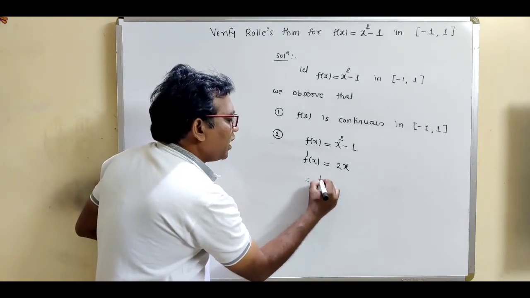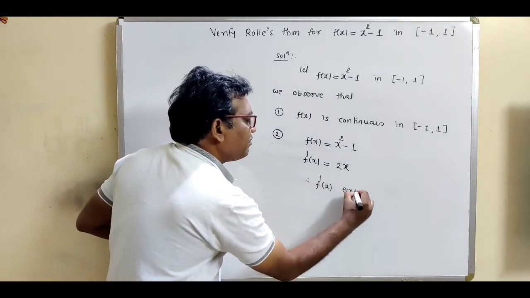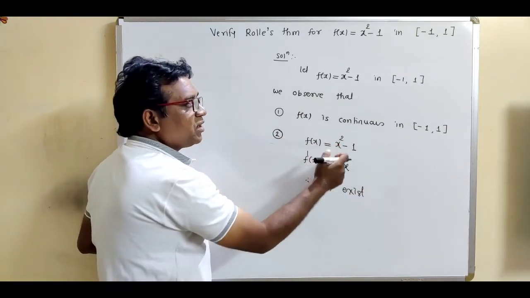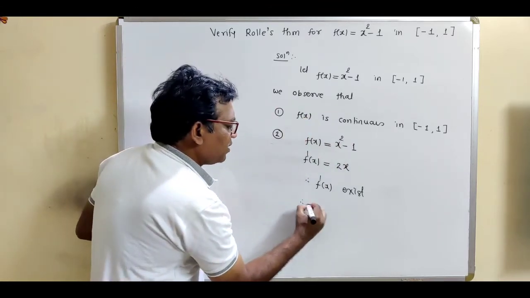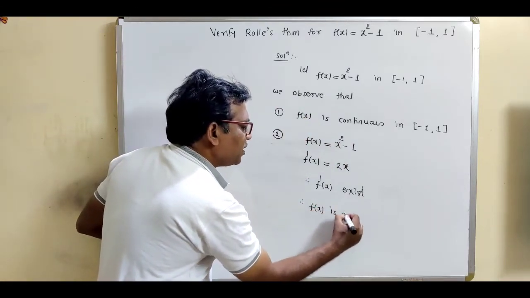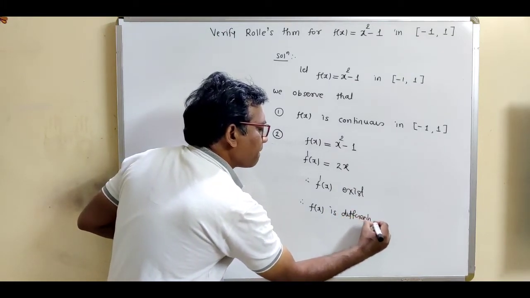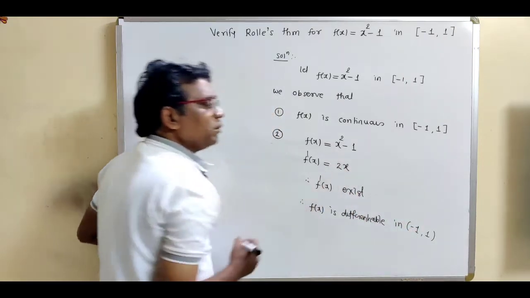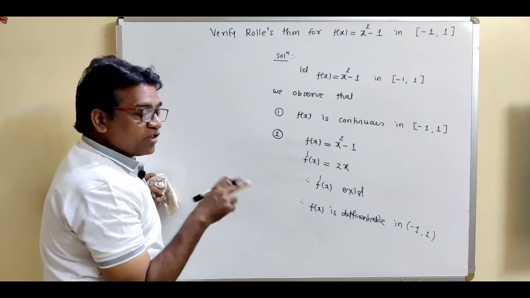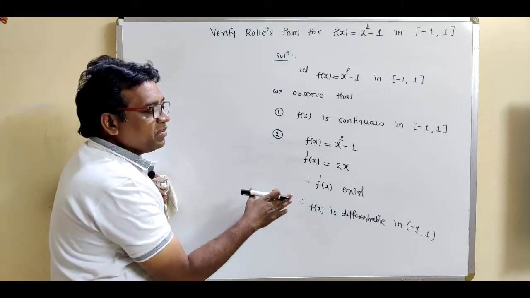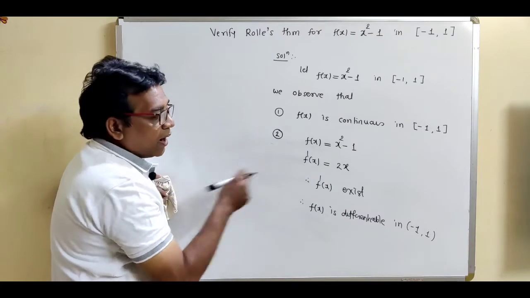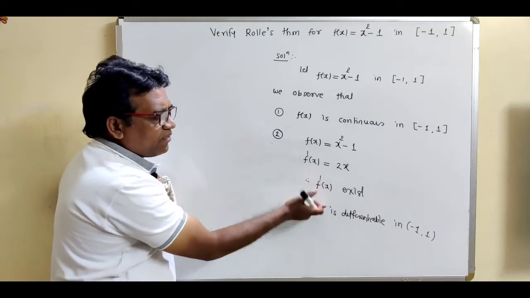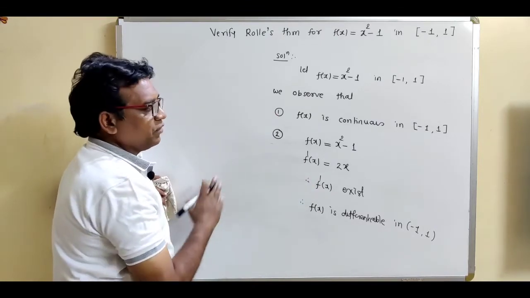So right here, therefore, f dash x means the derivative exists. Derivative exists means the function is called a differentiable function. So right here, therefore, f(x) is differentiable or derivable in the open interval -1 to +1. So see how to check the differentiability condition. Differentiability means just find out its derivative and put the values of x in between that interval. If the derivative exists, then the function is said to be a differentiable function.